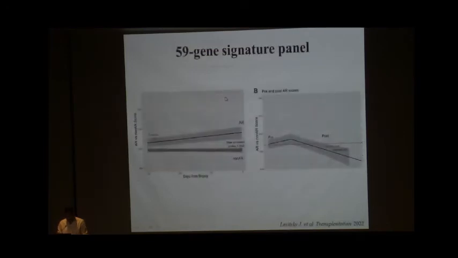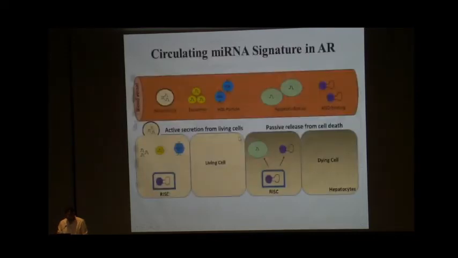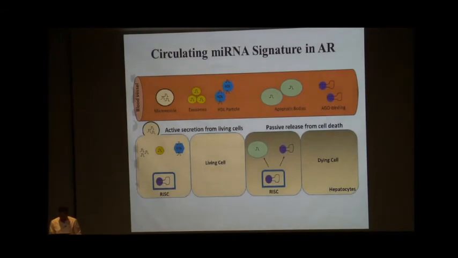But then there is another study in Transplantation, a 2022 study from Levitsky again, and they showed that a 59 gene signature panel can be used to predict the development of acute rejection even before it has happened.